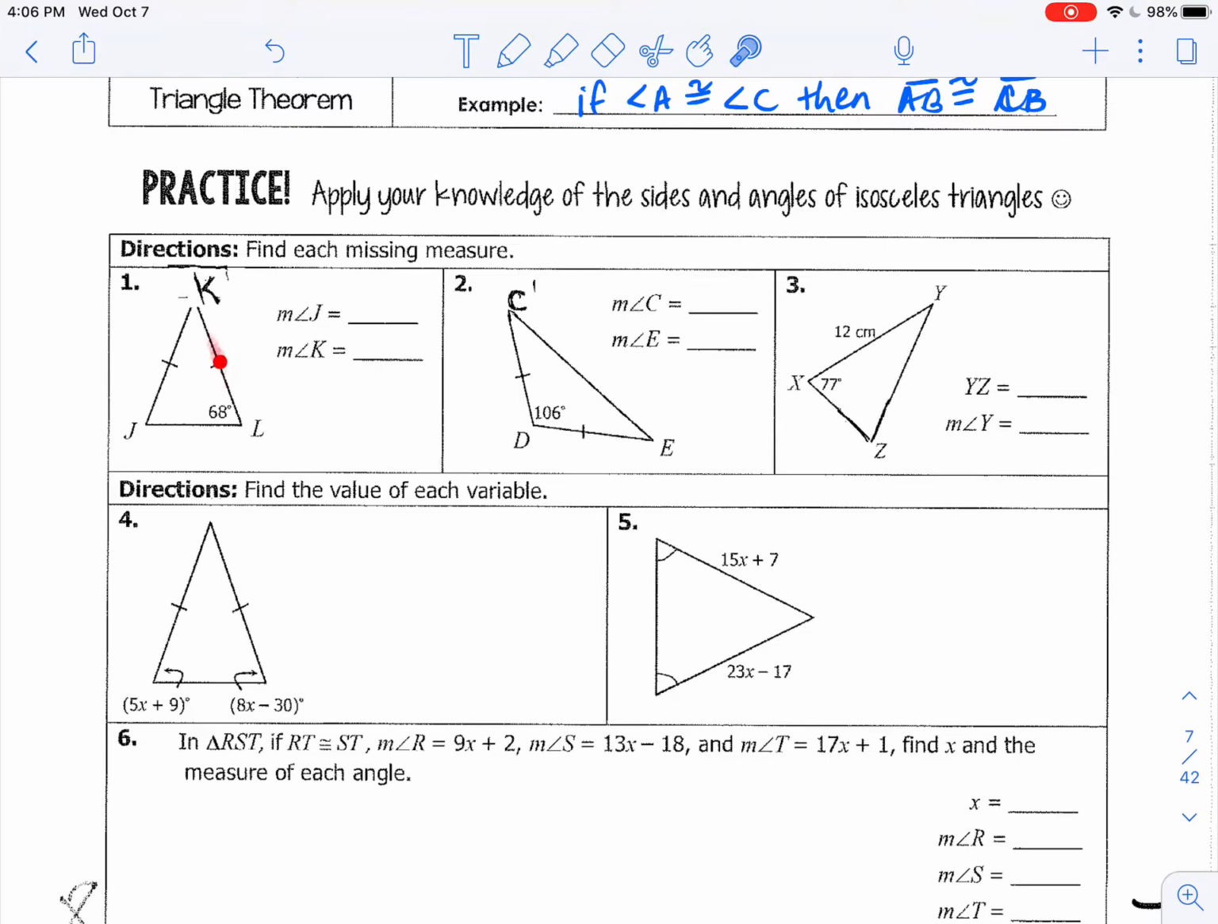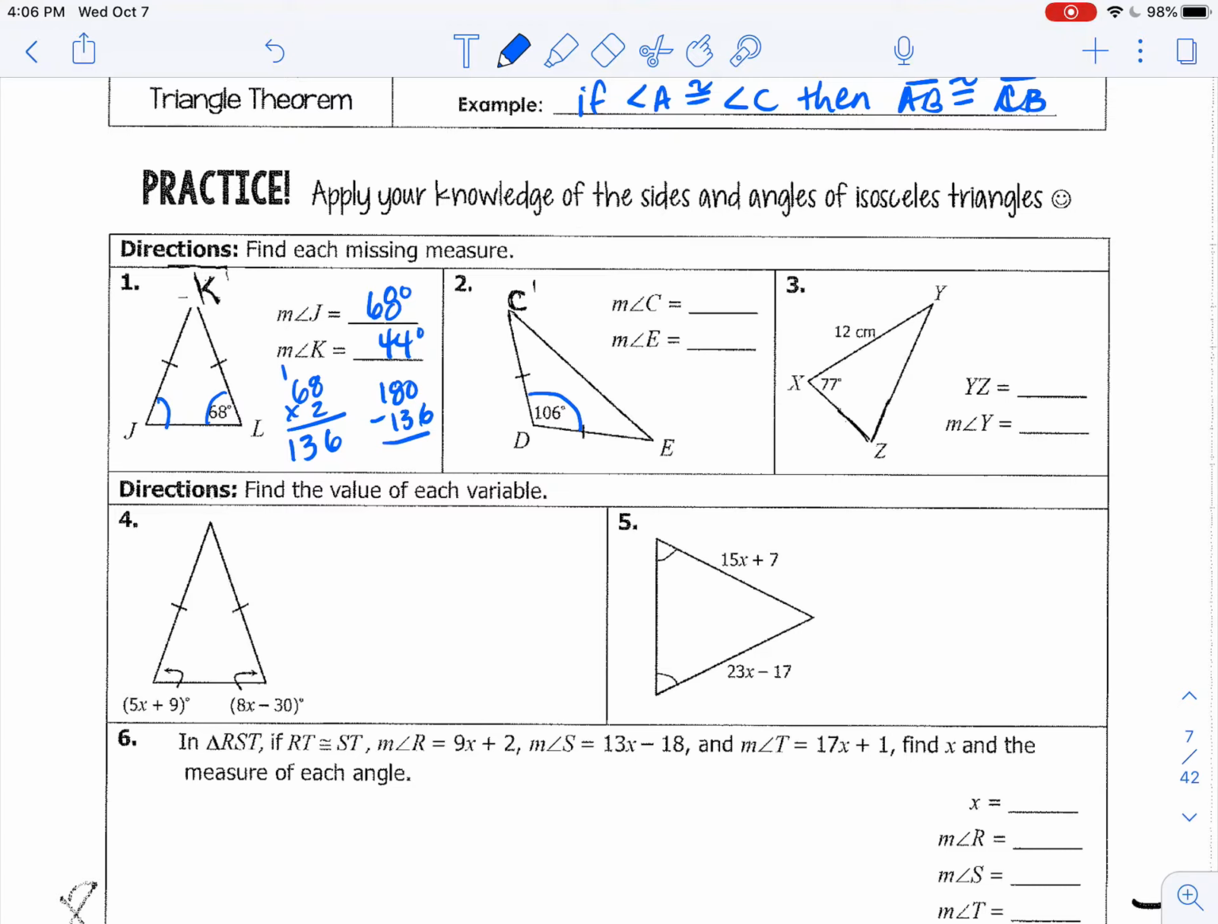Okay, so let's practice. It says find each missing measure. We can see in this triangle that we have two sides that are congruent. If those sides are congruent, then the base angles are going to be congruent. So angle J is going to be 68. Then using your knowledge that the three angles add to 180, we can subtract from 180 68 times 2, because that would be the two base angles. So that's 136. If we subtract that from 180, that gives me 44.